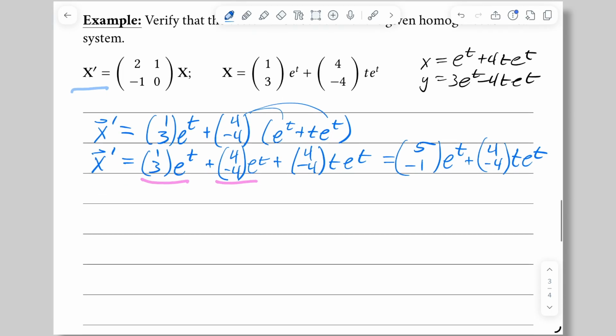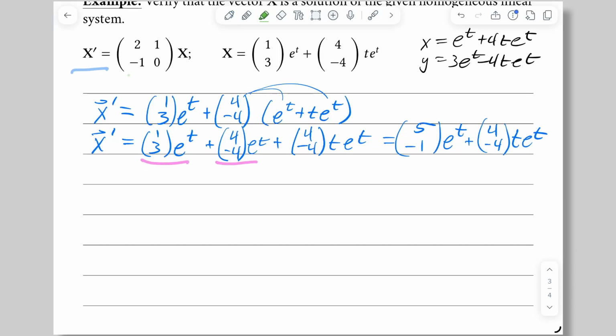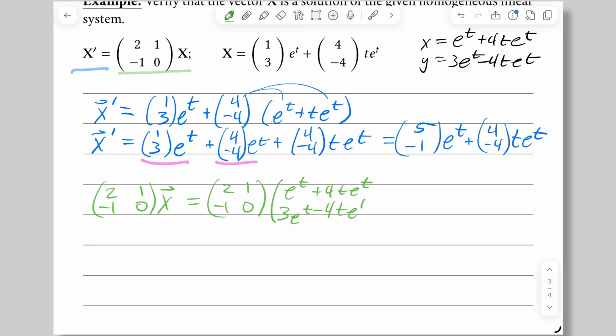This is our x prime. It's the left-hand side of the system that we're looking at. The right-hand side is that 2, 1, negative 1, 0 times x. We could distribute the coefficient matrix to these two vectors on the right that represent the solution, but I'm not going to do that. And then for x, I'm going to use the forms that we had when we wrote down the two equations, x and y, that were the solutions. So we have this 2, 1, negative 1, 0 times e to the t plus 4t e to the t. That's the top entry. And then 3e to the t minus 4t e to the t.